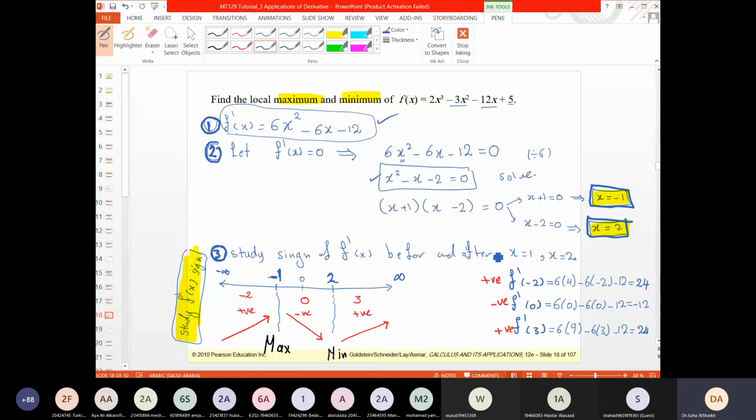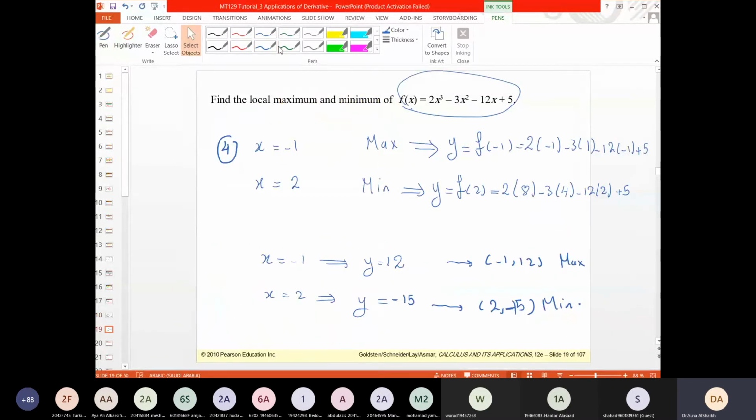From step 2, I'm gonna get 1 point, 2 points, 3 points, depends. I'm gonna study the increasing and decreasing before and after this point. بعدين I will decide إذا كان عندي minimum أو maximum. And in number 4, لازم I go y part of my point. This is the x. What will be the y? كيف أعرف ال y? I substitute في original function, في f of x نفسها.